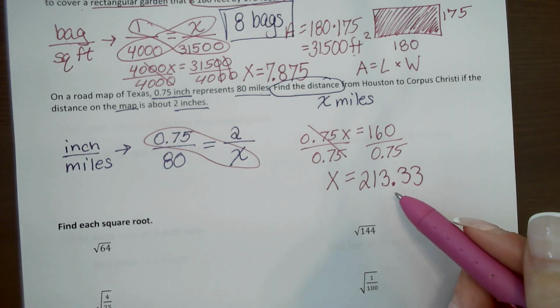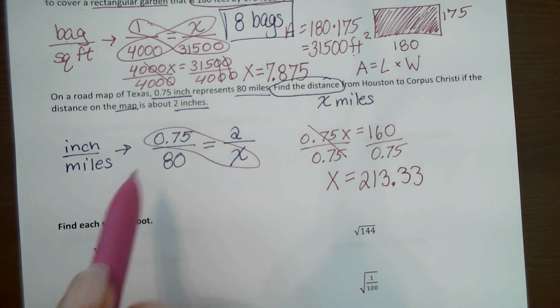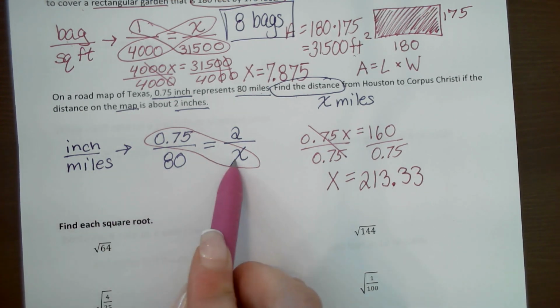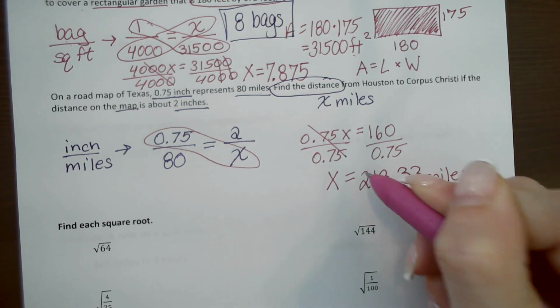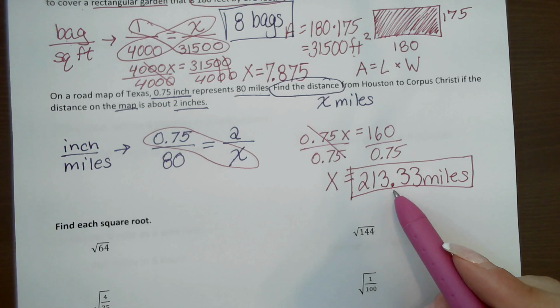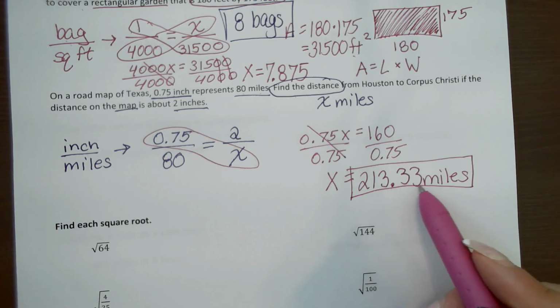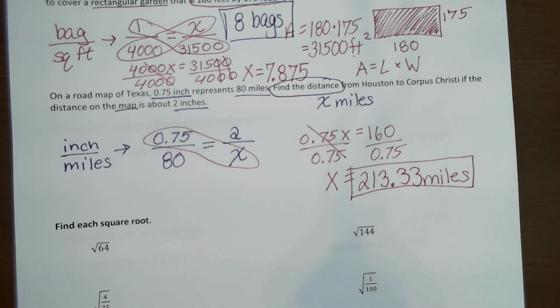But I need to label it. So I have to ask myself, was this inches or miles? Well, the X was on the miles line, so this is 213 miles. Now this one we can have a portion or a fraction of a mile, a decimal here, because miles are something we can measure in increments.